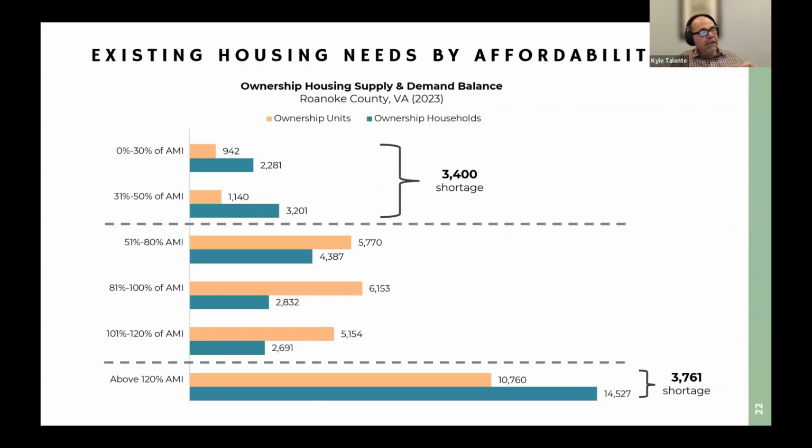So this graphic is looking at ownership housing and showing you the difference between supply, which is the orangish bars, and demand, which are the teal bars. And you can see at the lowest levels, the demand of households that already live here today is substantially higher than that number of units. On the flip side of the coin, you also don't have enough housing units at the highest end, for households that are earning above 120% of AMI.